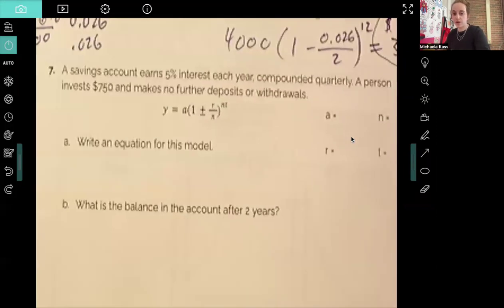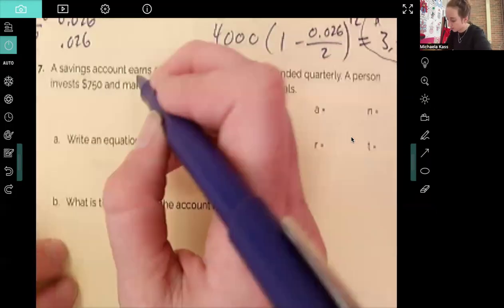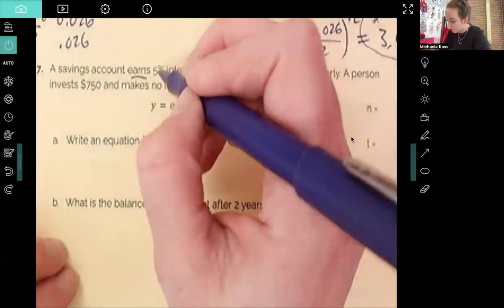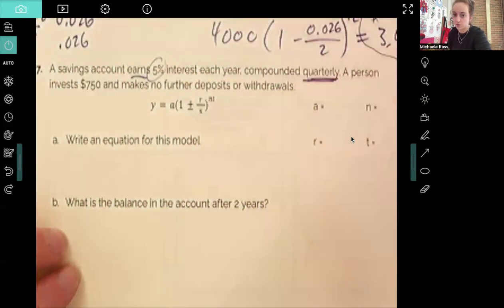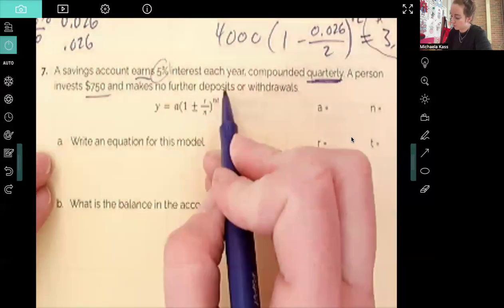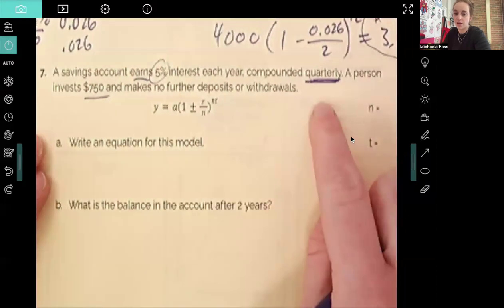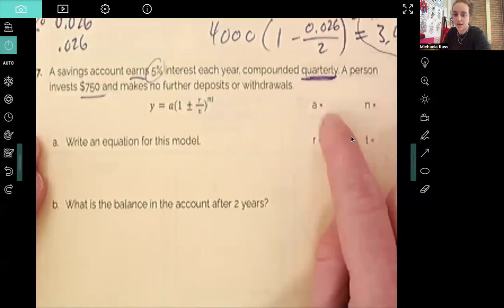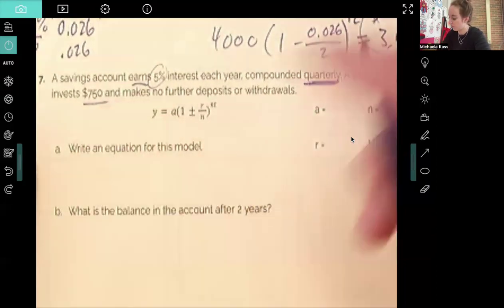All right, next problem. We have a savings account, okay? A savings account is earning money, so that means increasing, right? 5% interest each year, and it's compounded quarterly. A person invests $750 and makes no further deposits or withdrawals. So first, let's figure out A, N, R, and T. A is our initial amount, so our initial amount was $750.